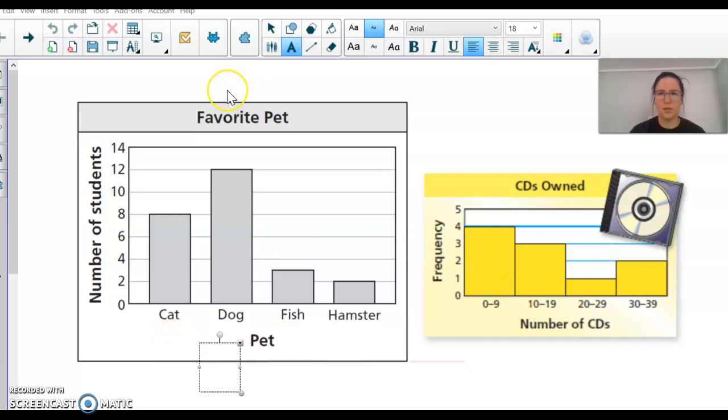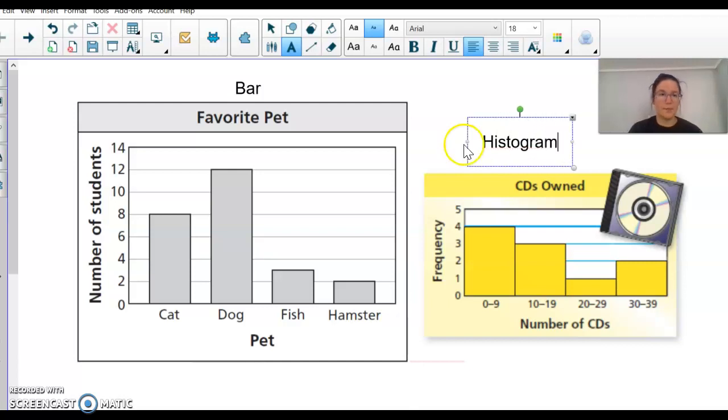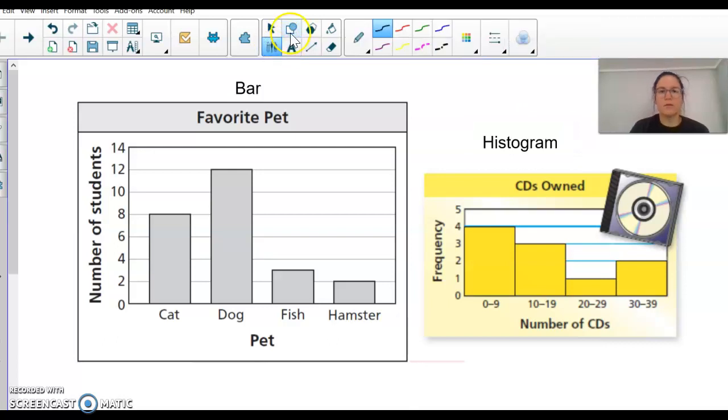Alright, so today we're going to be talking about how to make a histogram. First, you have to realize what the difference between a bar graph and a histogram is. So here's a bar graph, in gray, and a histogram is in yellow. So there are a few differences.